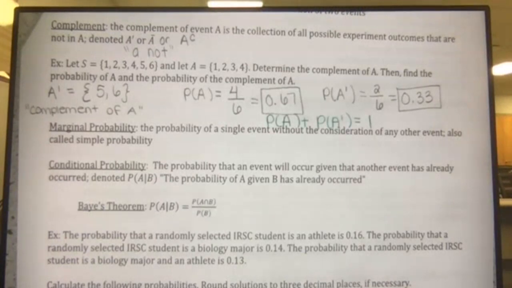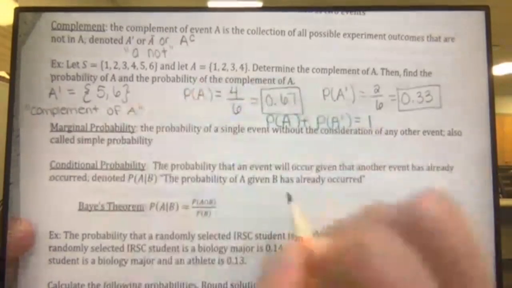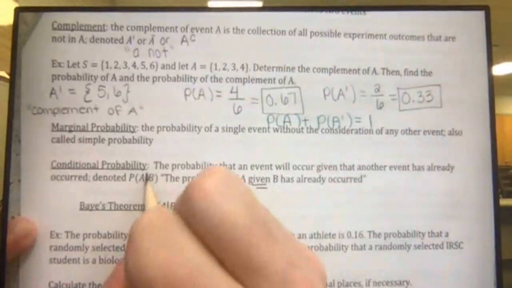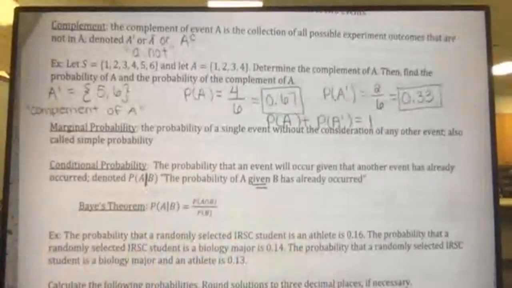It's also called simple probability, where the opposite is what's called conditional probability. It's the probability that an event will occur given that another event has already actually occurred. So we are actually considering something else. We denote it as the probability of A given B. So that vertical bar means probability of A given B has already occurred.